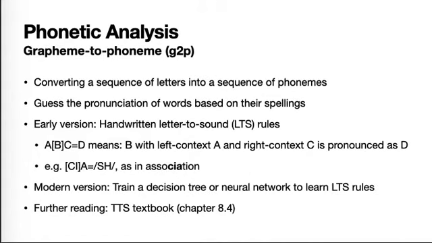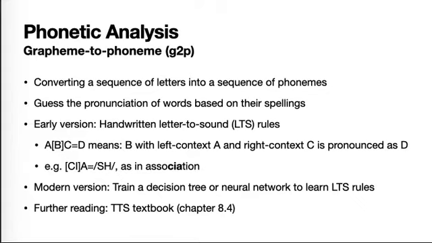So looking up a dictionary might not always work because the size of the dictionary limits which words we can look up, and also we often have to deal with unknown or new words. In that case, we can use a grapheme to phoneme algorithm. This is an algorithm that converts a sequence of letters into a sequence of phonemes by guessing the pronunciation of words based on their spellings. It's based on an educated guess, so it's not always accurate.